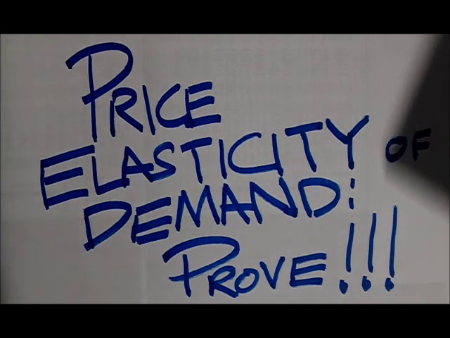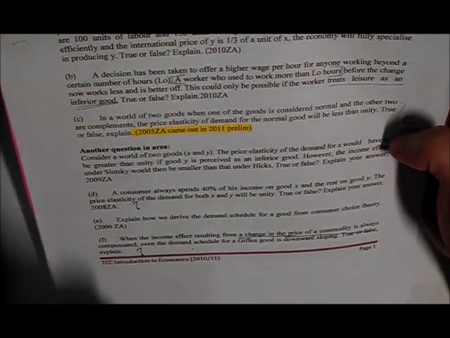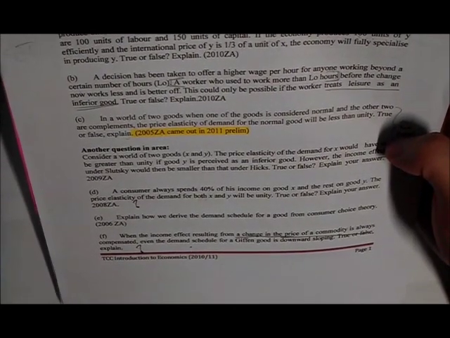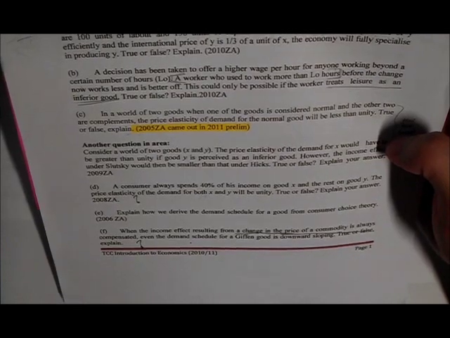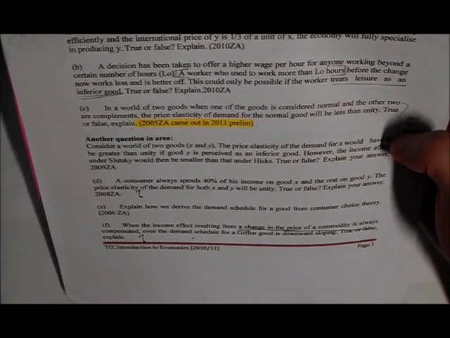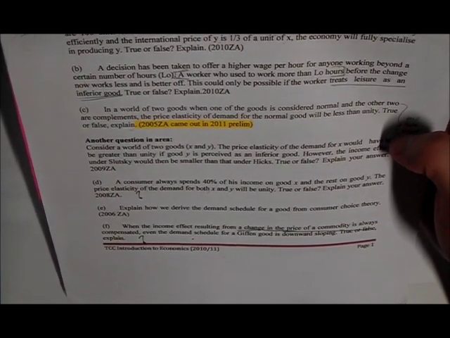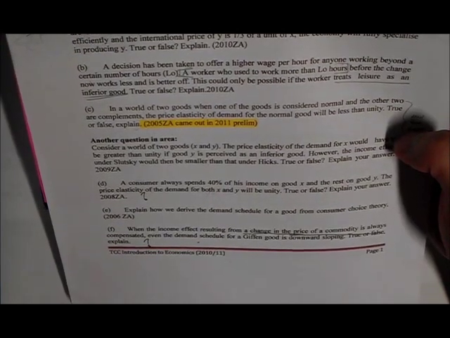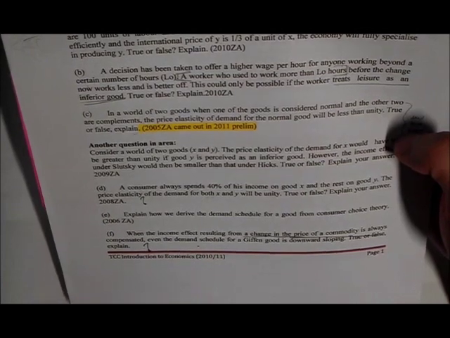Let's take a look at one kind of question, and this actually appeared in our prelim paper. If you can't see, don't worry, I'm going to read it out to you. In a world of two goods where none of the goods is considered normal and the other two are complements, the price elasticity of demand for the normal good will be less than unity. True or false? Explain. I'm just going to focus on the price elasticity of demand portion and how we're going to prove our understanding of it.